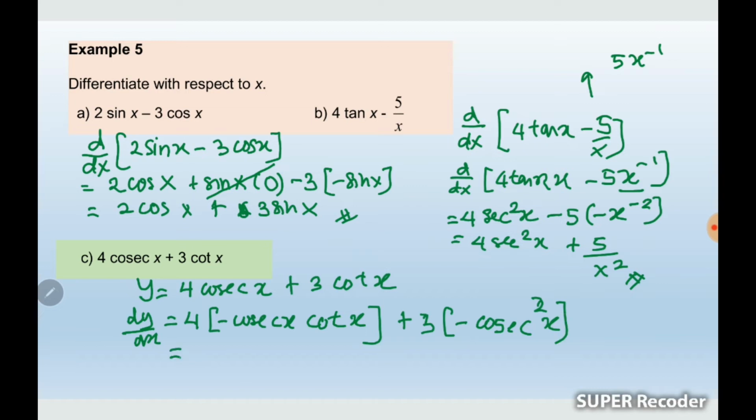So now we will factorize. Both terms have a negative in front. Both terms have cosecant. So cosecant x in the bracket. The remaining is 4 cotangent x plus 3 cosecant x. Okay, so this is the final answer.